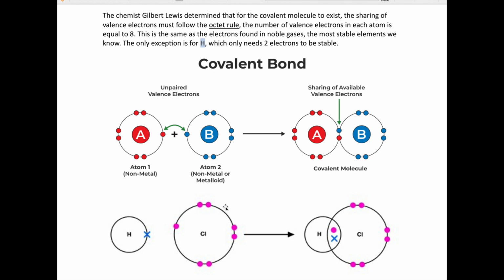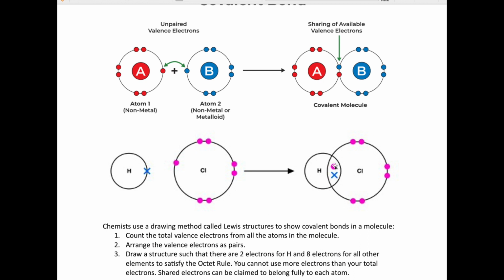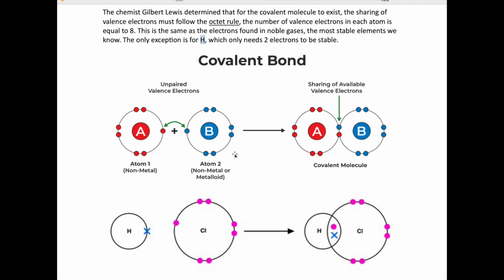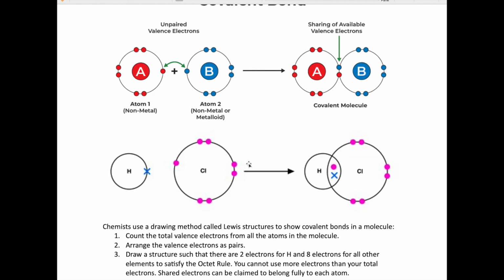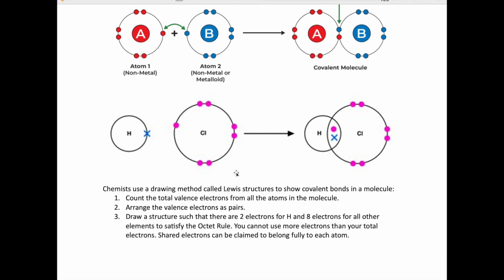So then the question becomes, how do these two things combine together so that they're both stable? Well, they can do it by sharing those valence electrons. If they share, the chlorine now has 8 electrons. You can count them. That means that it satisfies the octet rule. And then hydrogen has 2. It doesn't have 8 because hydrogen is the smallest element, so it only needs 2 electrons to be stable. Hydrogen is the only element that has that property. Everybody else needs 8, okay?